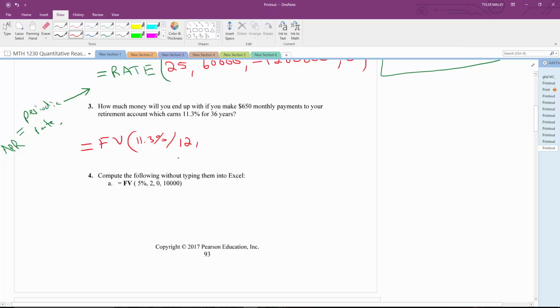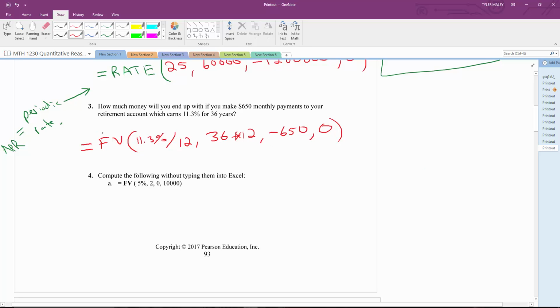And then we need to look at how many periods I would have. So I'm doing 36 years, but I have 12 months per year, so 36 times 12 gives me the number of periods. Next would be the payment, so my payment would be negative 650. This money is being put into the account, like taken out of my check, so to me, that's a negative spend. And then my present value in the account would be 0, so we're assuming that I started with $0 in the account and made 650 monthly payments.